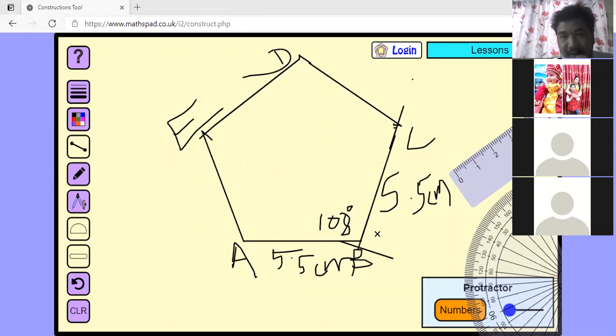Okay, children. Yes, sir. Like this, can you construct question number 1 and question number 2? Yes, sir. Now I should know that my students can construct the regular pentagon and regular hexagon with the help of ruler and protractor by calculating their each interior angle. Am I right? Yes, sir. Good.